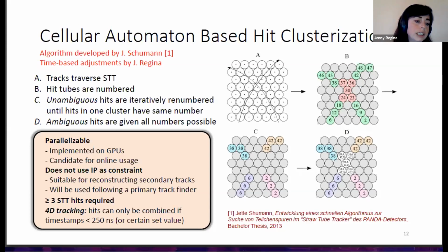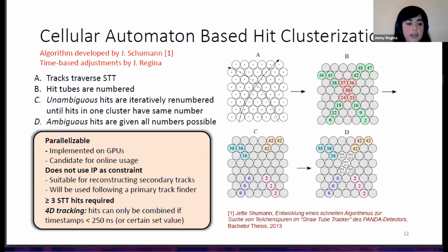And the reason why we are focusing on this algorithm is that it has 2 advantages. One is that it's parallelizable, so it's implemented on the GPUs, and therefore it's a candidate for online usage. It also doesn't use the interaction point as a constraint, so it's suitable for reconstructing secondary tracks.